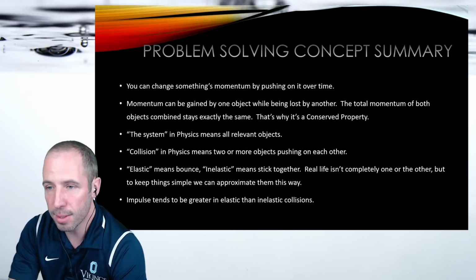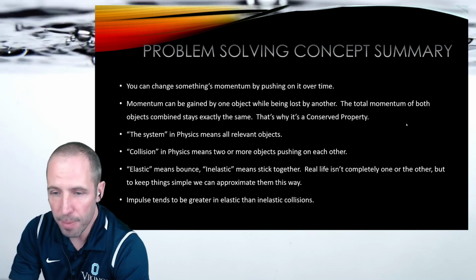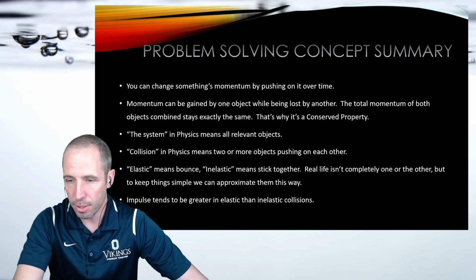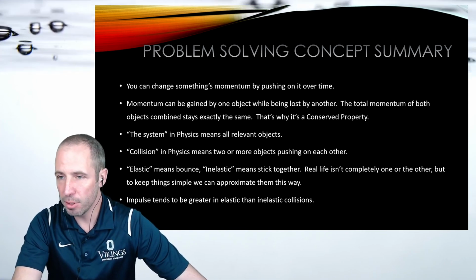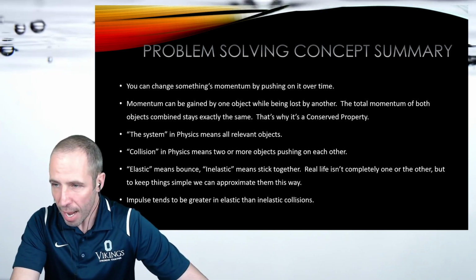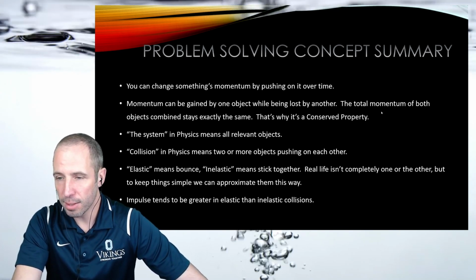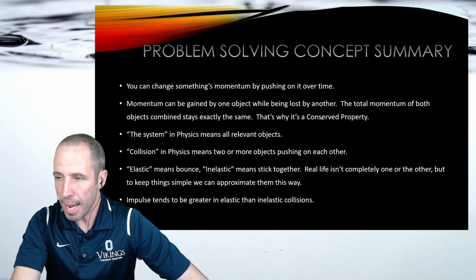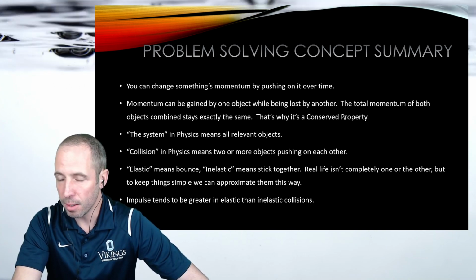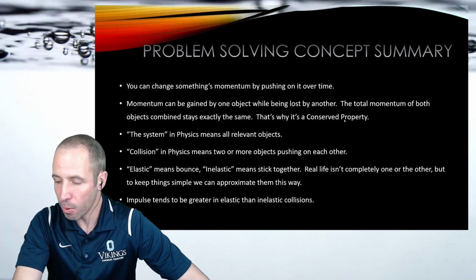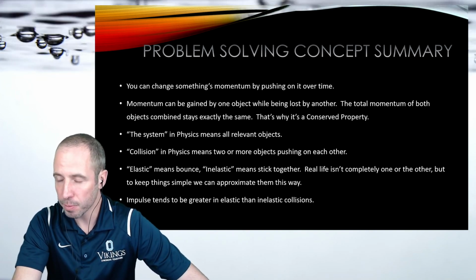If objects collide, then one object might be losing momentum. The other object will have to gain that momentum. The momentum can't just vanish. It has to be transferred to another object. So if you keep track of everything, which is called the system, like the system of objects, then you can track that it is a conserved property, that the total beforehand and afterwards stays the same. And that's why we're writing out that bigger equation the way we are.